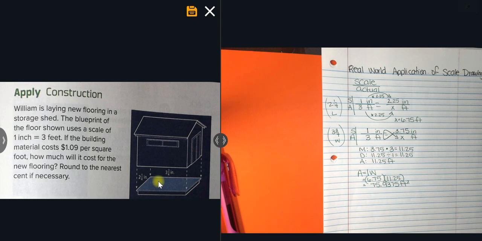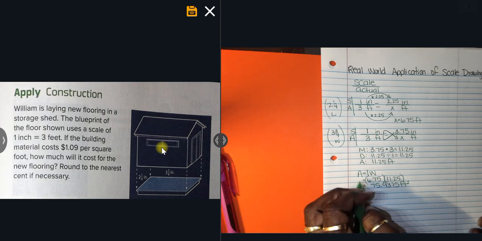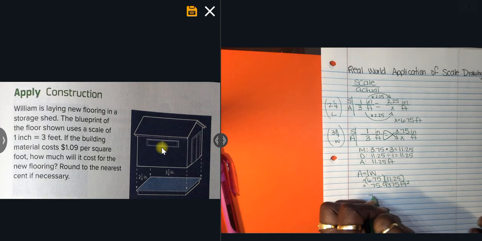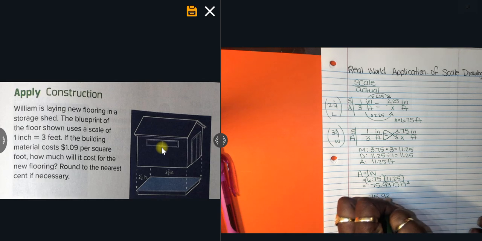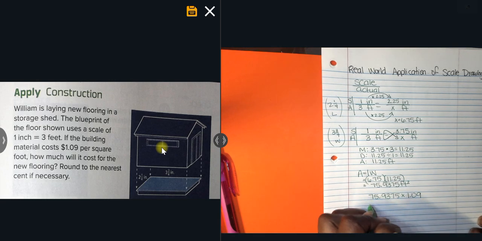Now we need to figure out how much we are going to pay to cover the flooring, or get the new flooring. They tell us that the material is $1.09 per square foot. So we have 75 square feet, and we're just going to use multiplication to find that. So what we're saying is 75.9375 times the cost per square foot, which is $1.09. I'm going to put over here cost, so we understand this is our cost.